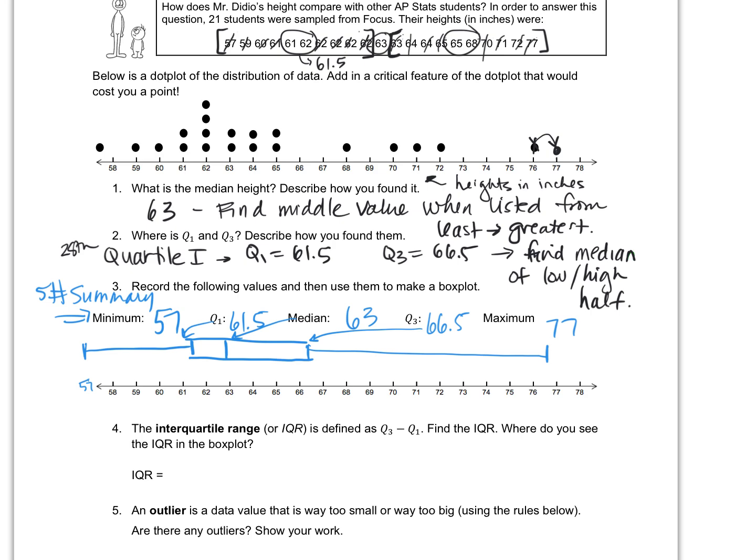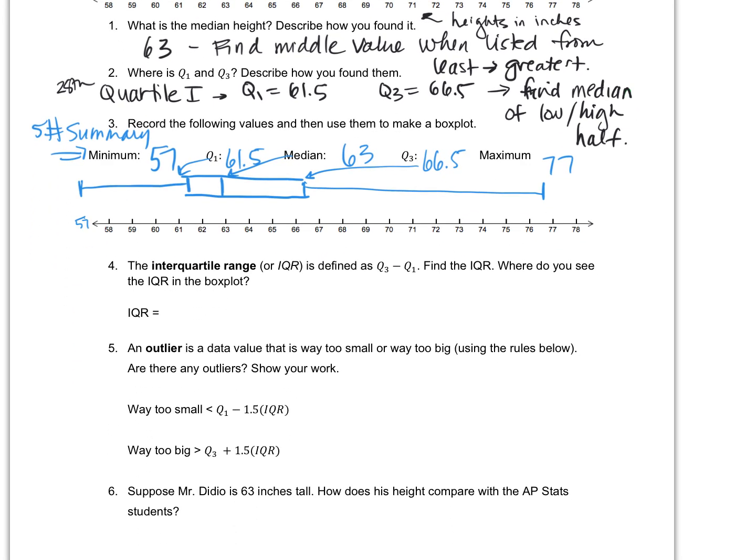For real. Okay, so the interquartile range, another vocab word for you, is defined as Q3 minus Q1. So it's the difference of Q3 minus Q1. Find the IQR. All right. Q3 was 66.5, minus Q1 was 61.5. What do you get when you subtract those two? 5. Very good, it's just 5, right? It's all your fault. You said 3 first.